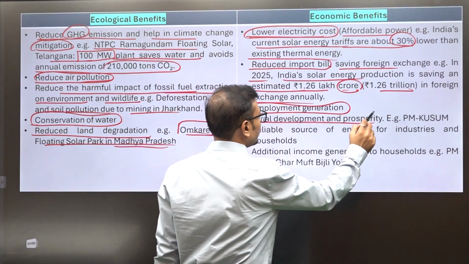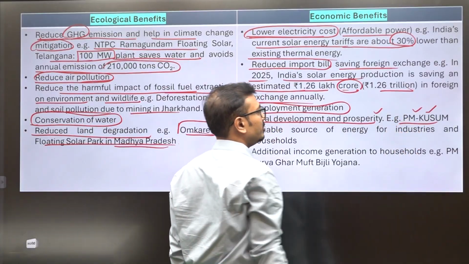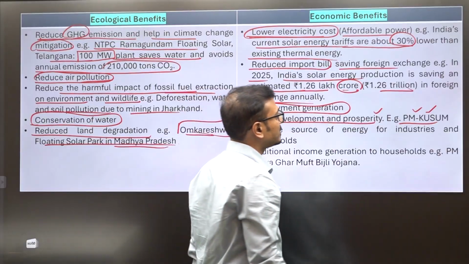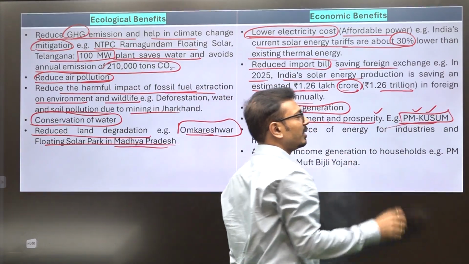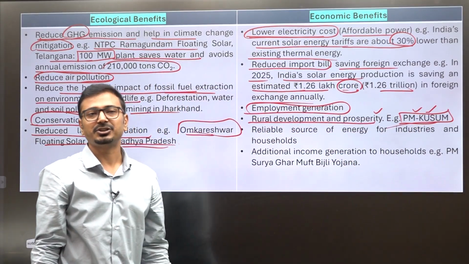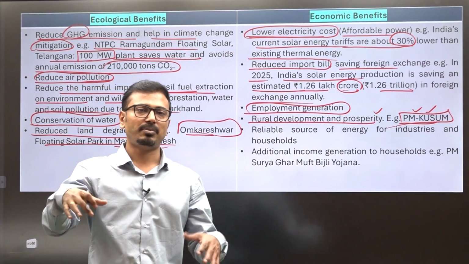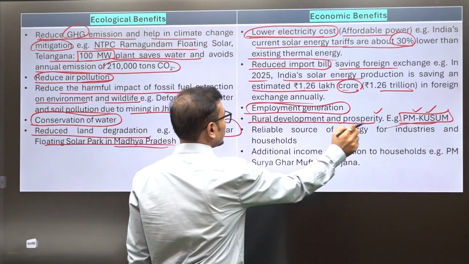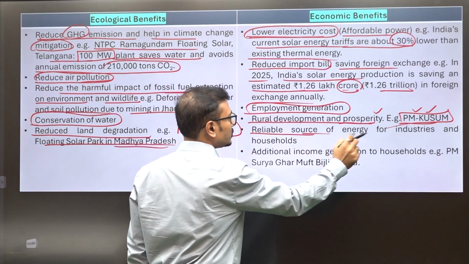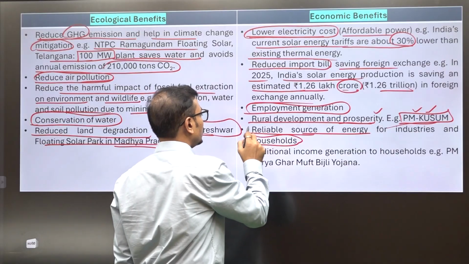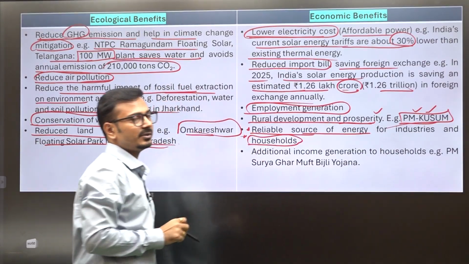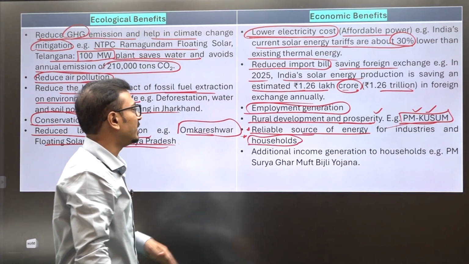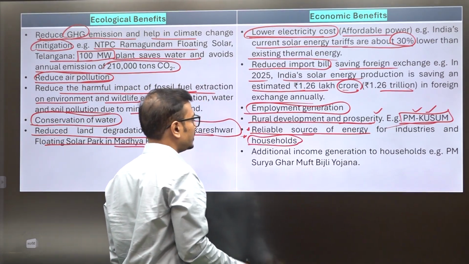Then rural development and prosperity, for example, government scheme PM Kusum. तो कृषि सेक्टर और एग्रीकल्चर सेक्टर के लिए ये स्कीम है गवर्नमेंट का, and especially for irrigation pumps, they will be solar powered irrigation pumps. So that will help in rural development and prosperity. Reliable source of energy for industries and households, yes, that is also true, especially those which are independently mounted on the rooftop. So that is going to be a reliable source of energy.